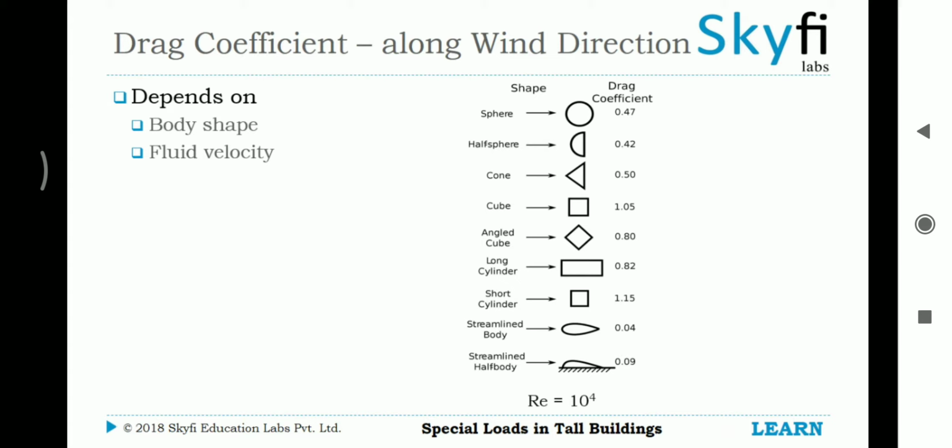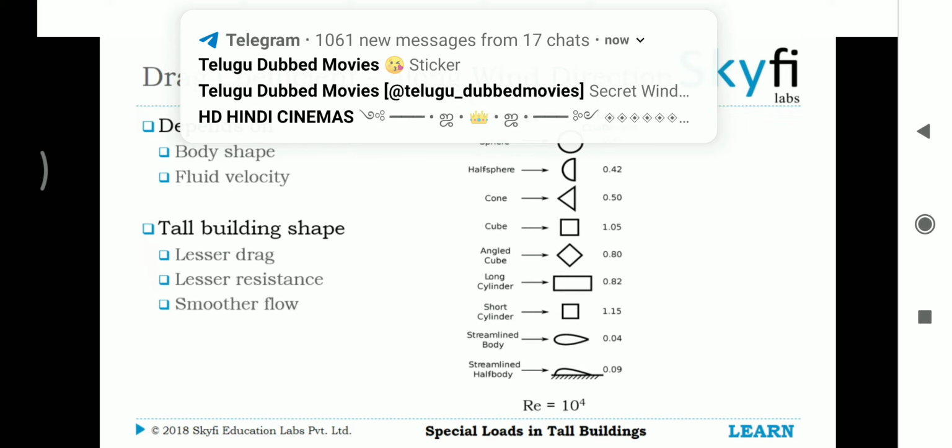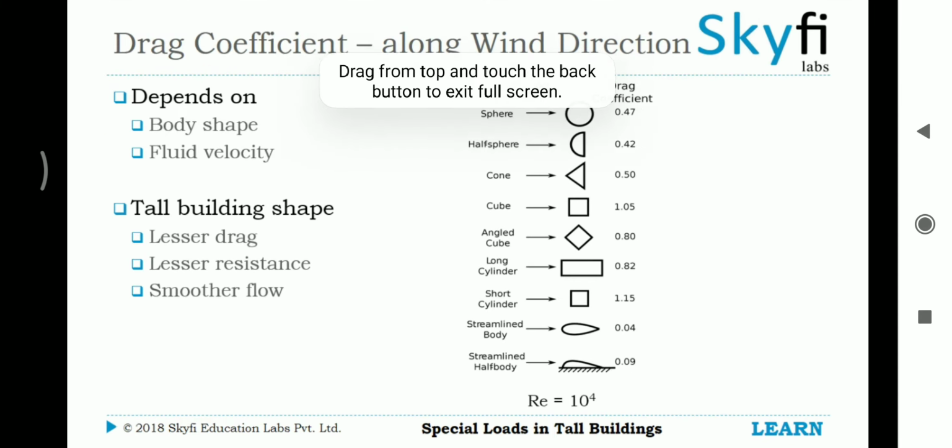As you can notice, for the same fluid velocity, the drag or the resistance is much higher in the non-streamlined body shapes like cubes and cylinders. Thus, while designing tall structures, engineers take into consideration the shape of the building, and prefer shapes having lesser drag coefficient. This is to make sure the wind flows past the building smoothly, and does not cause friction, due to higher resistance.